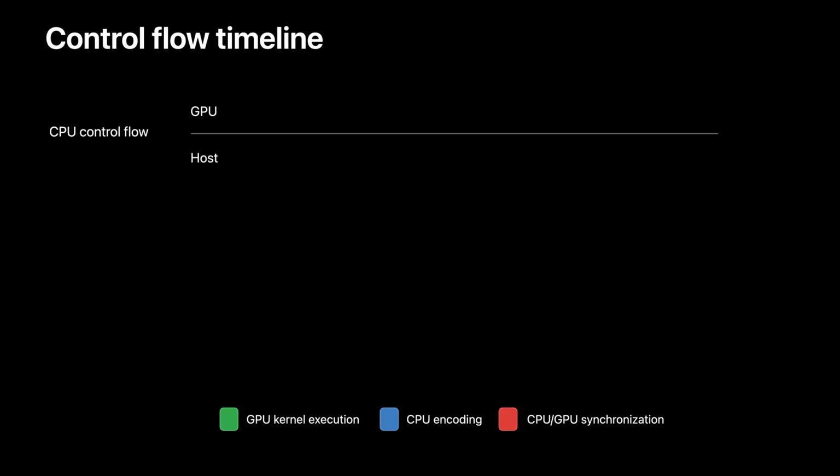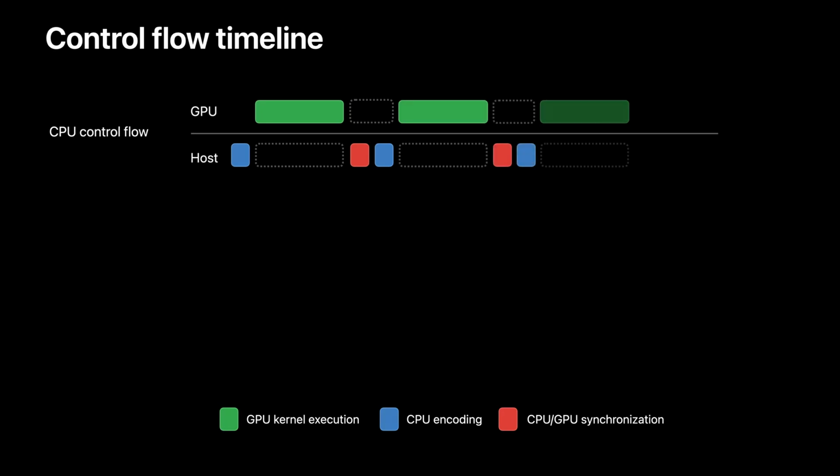Here we see the TensorFlow timeline without the new API. We encode the first kernel on the CPU. Once the kernel is complete, we have to synchronize memory to read the result. This is potentially inefficient as the CPU has to wait for the GPU to finish executing. Similarly, the GPU also has to wait for the CPU synchronization and subsequent encoding to complete. This happens in each iteration.